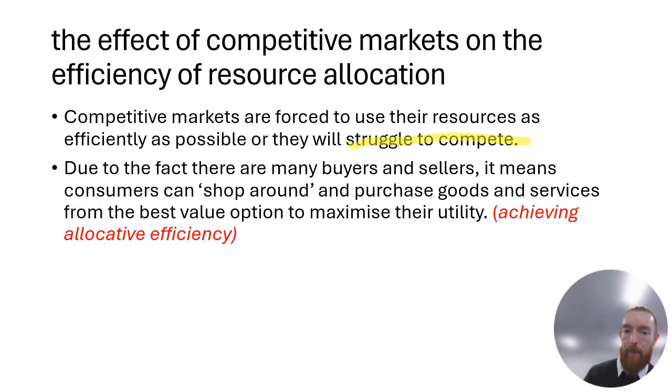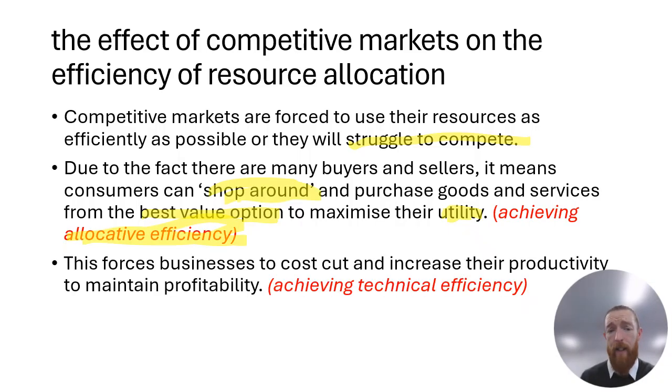Due to the fact there are many buyers and sellers, it means that consumers can shop around and purchase goods and services from the best value option to maximize their utility, and this achieves allocative efficiency. This forces businesses to cut costs and increase their productivity, which achieves technical efficiency.